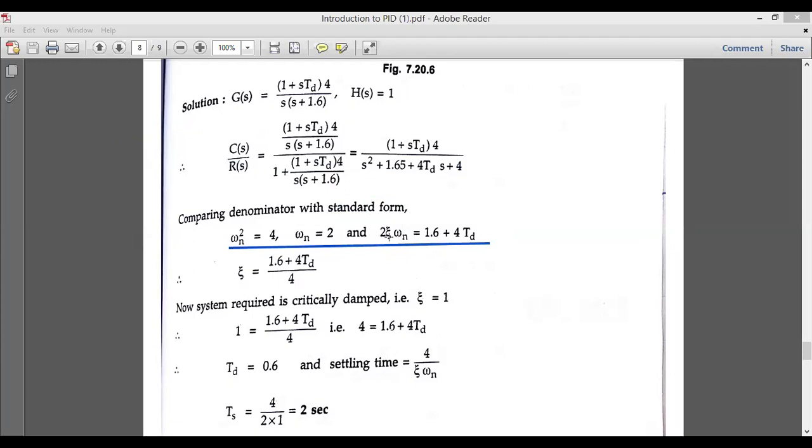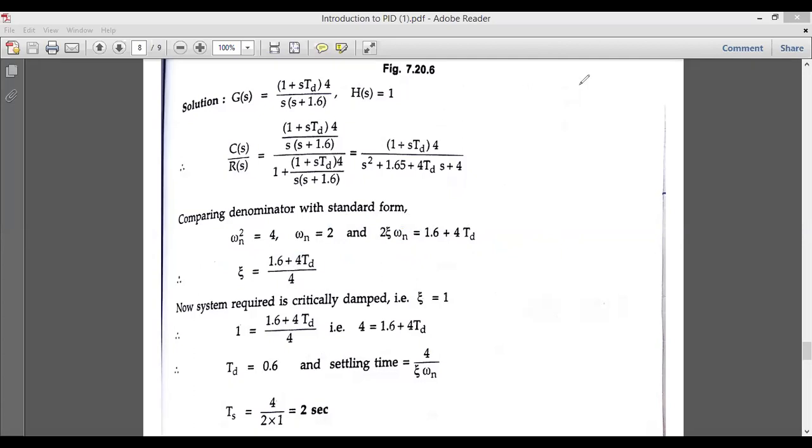What is the value of omega n? Omega n is equal to 2, right? So 2 into 2 is equal to 4. So I will substitute this value of omega n, which is equal to 2, in this formula. So in this formula, if you substitute this 2, it becomes 4 zeta. Therefore zeta is equal to (1.6 + 4 TD) divided by 4. So we get this answer. So this is how we derive the value for zeta.